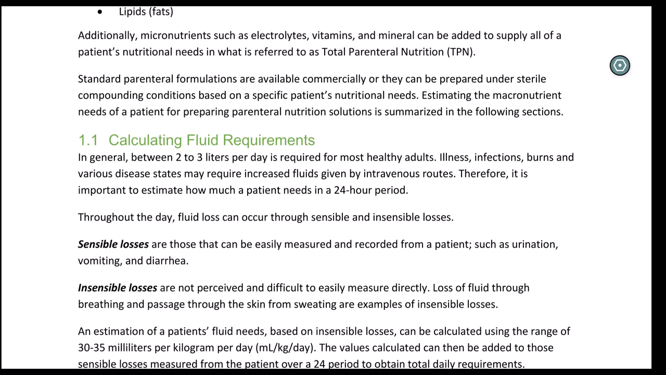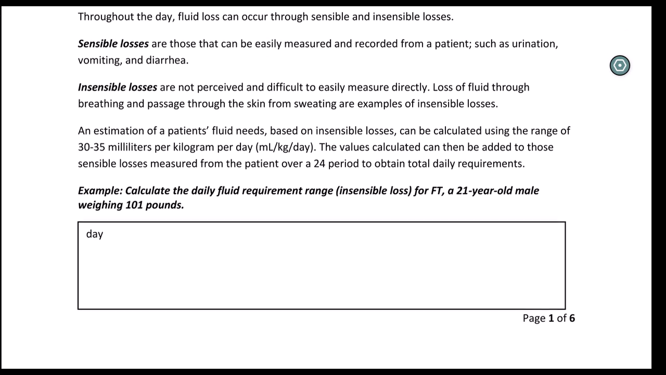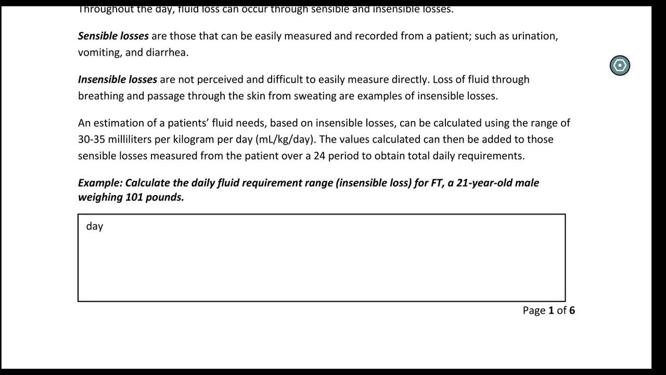For the loss of fluid, you have two types, really: sensible and insensible. Sensible loss is stuff you can measure. If the patient's vomiting or urinating, you can collect that and easily measure it. Insensible losses are things like breathing and sweating, it's coming off. There's really no easy way to collect and measure that in a clinical setting. So an estimate of the patient's fluid needs is based on insensible losses.